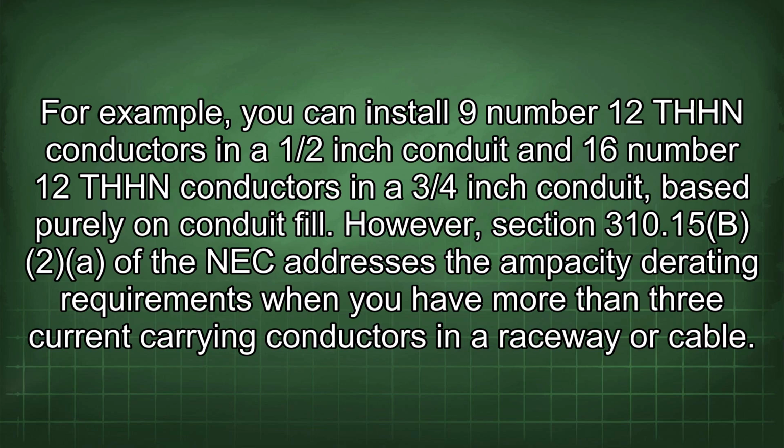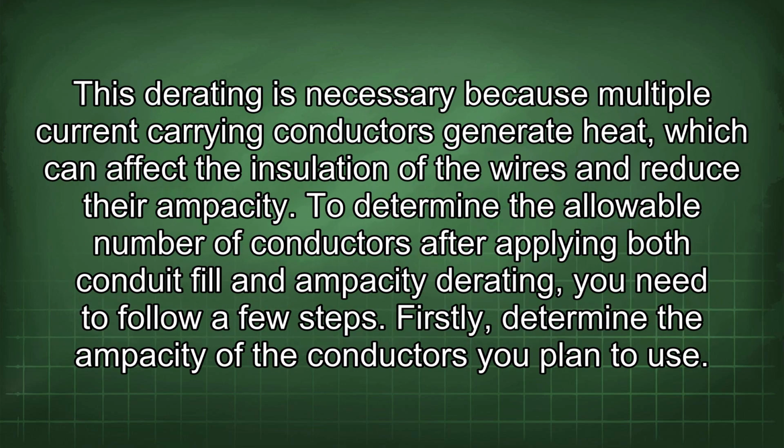However, Section 310.15(B)(2) of the NEC addresses the ampacity derating requirements when you have more than 3 current carrying conductors in a raceway or cable. This derating is necessary because multiple current carrying conductors generate heat, which can affect the insulation of the wires and reduce their ampacity. To determine the allowable number of conductors after applying both conduit fill and ampacity derating, you need to follow a few steps.